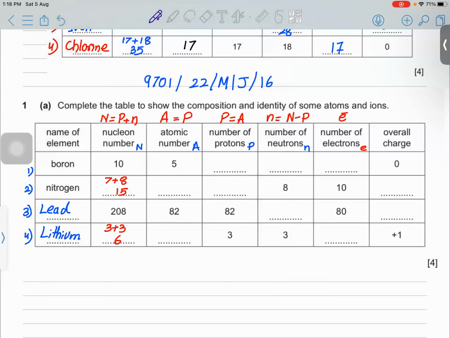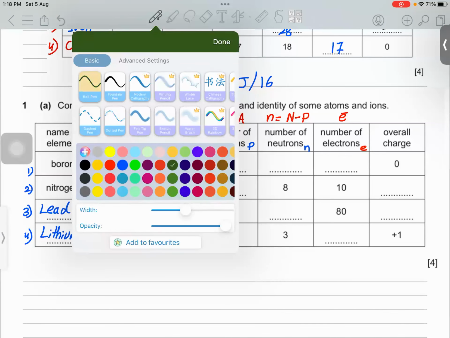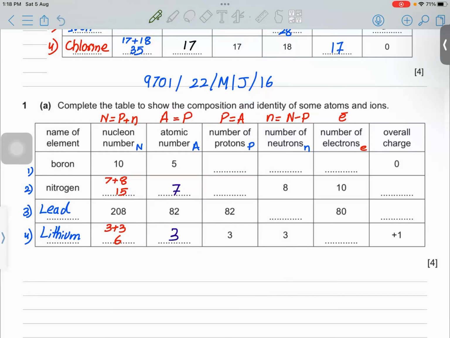Now, Isa, can you tell me the atomic number of nitrogen? Yes, 7. 7 from the periodic table. And for the lithium? It's 3. 3, mashallah, correct. Now next, protons. Yes. Hamza?